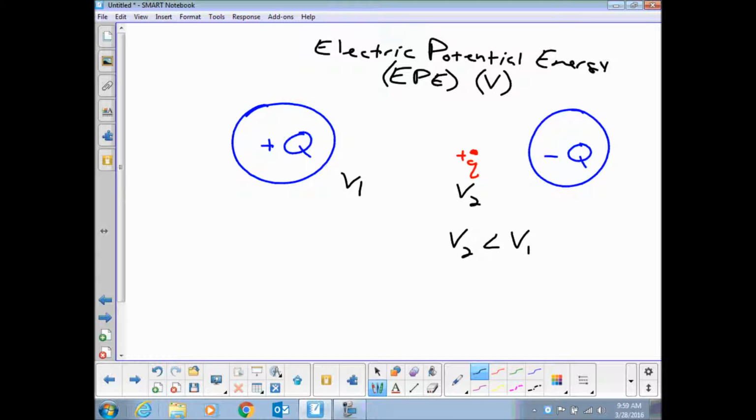I'm not going to get into the math as to why that is. That's more of a Physics C issue. Just understand that as this positive charge comes towards the negative charge, its electric potential energy is going to decrease.